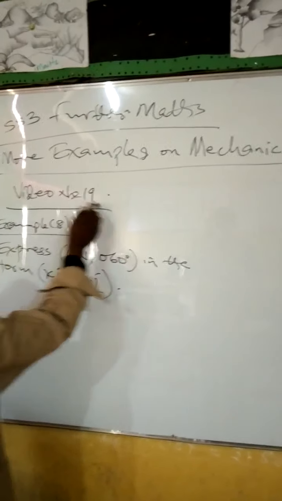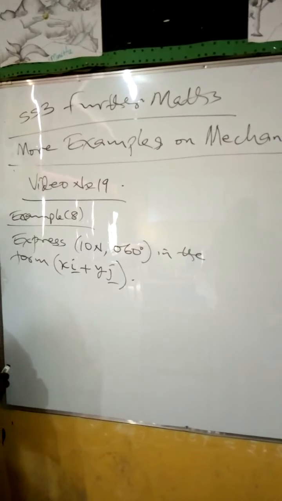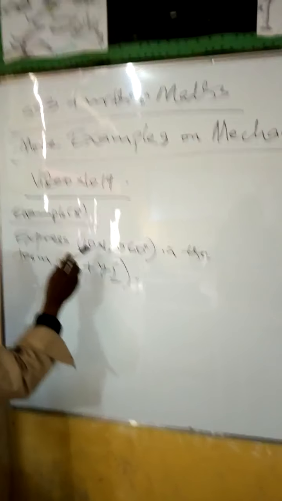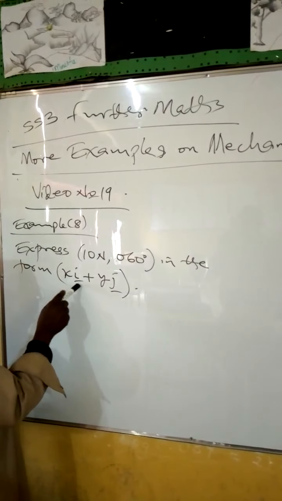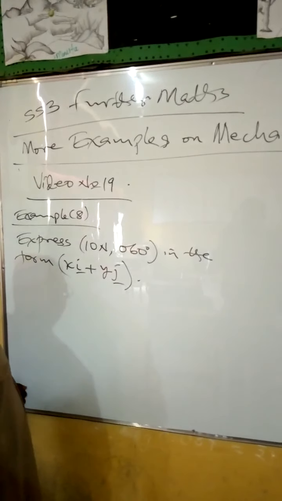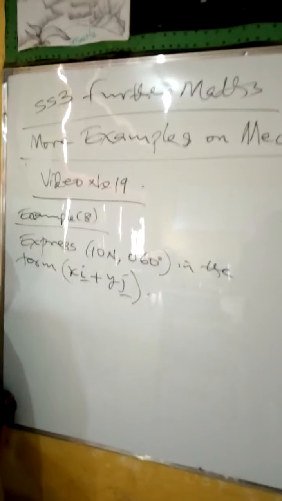Video number 19, example 8. I read the question: Express 10 Newton 60 degrees in the form xi plus yj. Now this is a past SSA question.